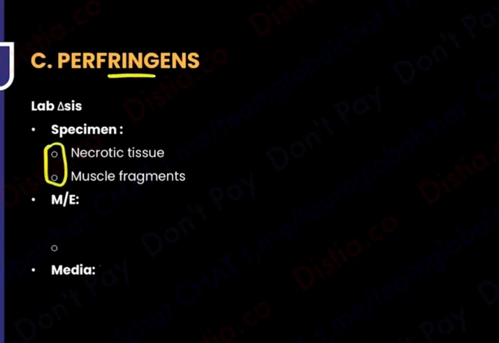Microscopically, we all know Clostridium perfringens is going to show you what kind of spores. Yes, guys, it's going to show you subterminal spores. Fine, that will also be noted.